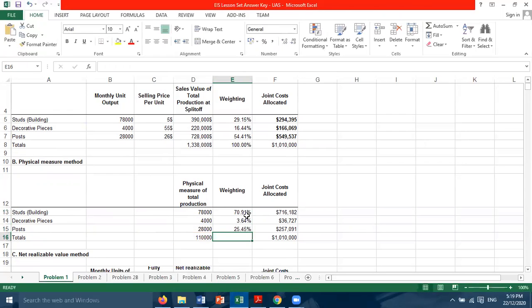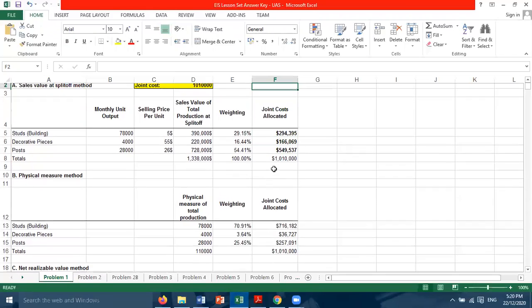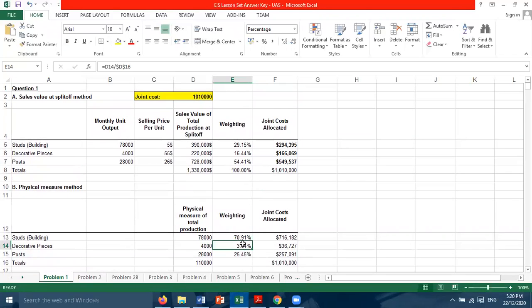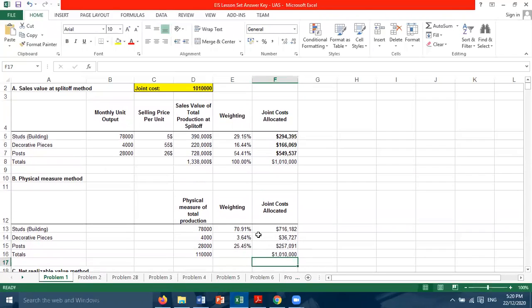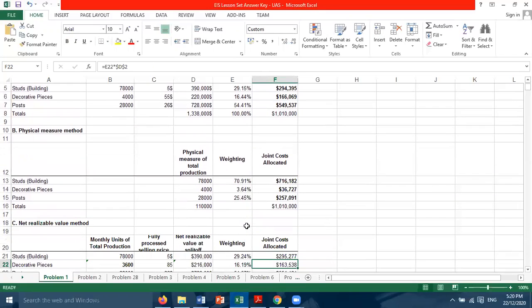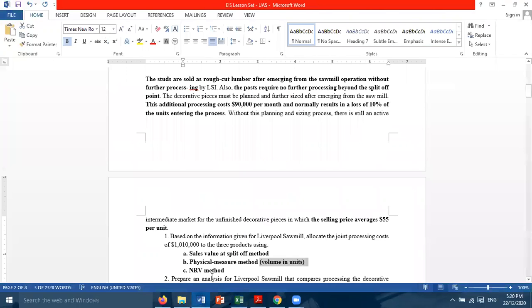Then once again, once we found the weighting, all we need to do is multiply the total joint cost with the weighting of each product. And then we'll find the joint cost allocated to each product. And so if we do that, this will be the answer. As you can see, 716,182 equals 71% multiplied by 1,010,000. All right, so that's for the physical measure method.